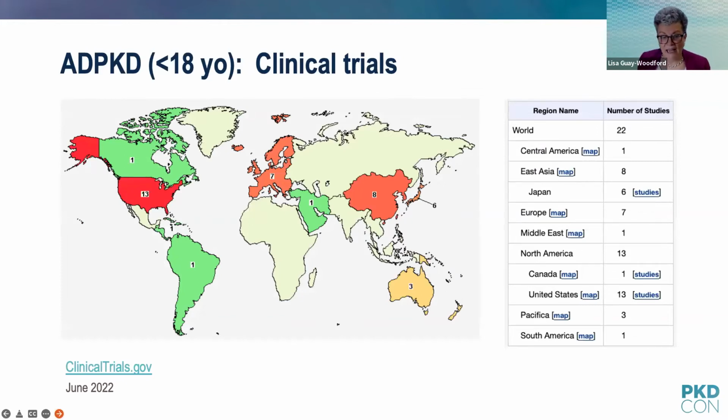Well, as of this month, there are 22 trials that are either open and enrolling or have recently closed. Most of them involve studies of tolvaptan, but there are studies looking at curcumin, pravastatin, bardoxolone, and fluid therapy, just fluid therapy by itself, as well as an herbal medicine being investigated in China. So there's clinical trial activity in ADPKD in children.